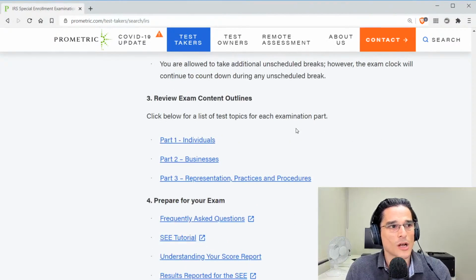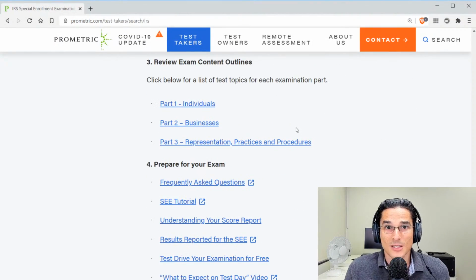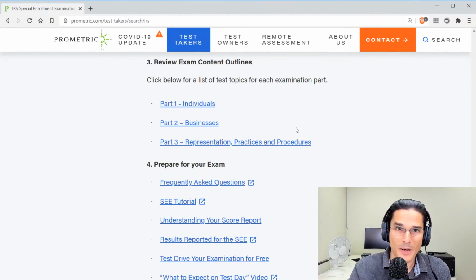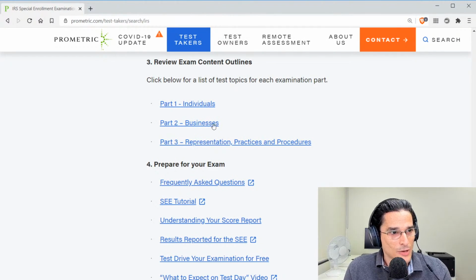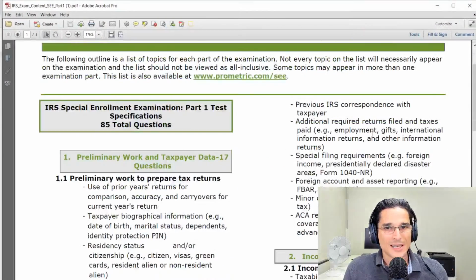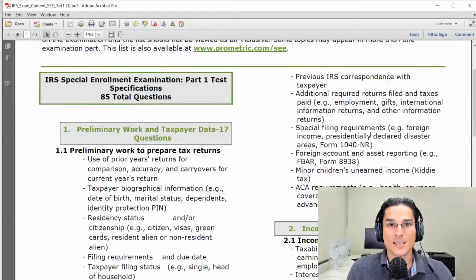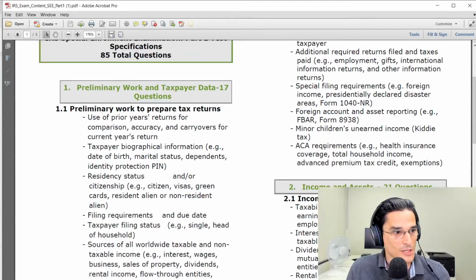This is the Prometric website. Prometric is the service provider that is used by the IRS to administer the exam. And you have these three sections lined out here. So individuals, you can click on this link and it'll show you all of the concepts that are possibly going to be tested on that first section of the exam.